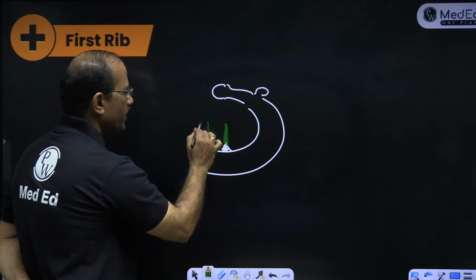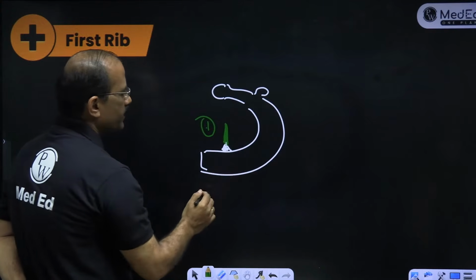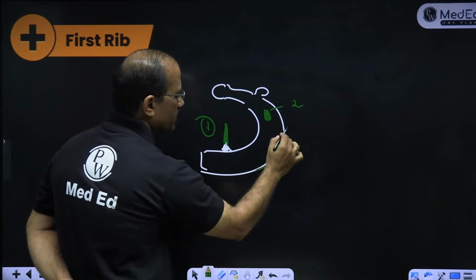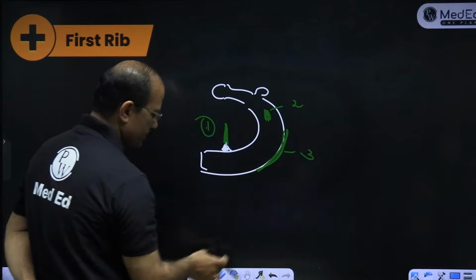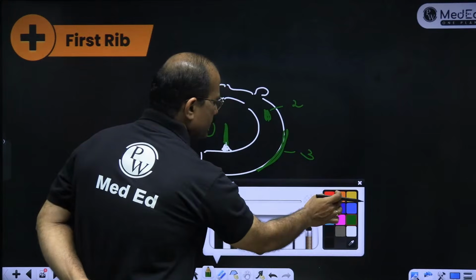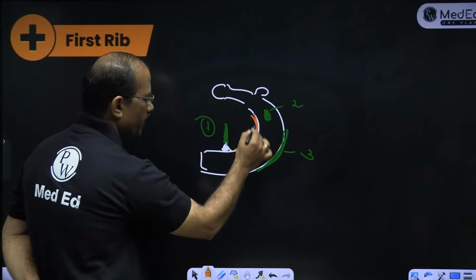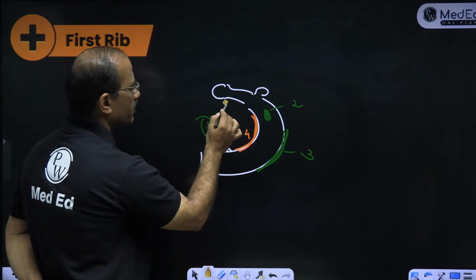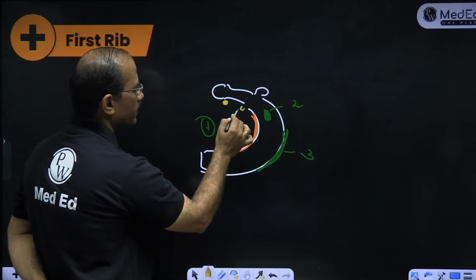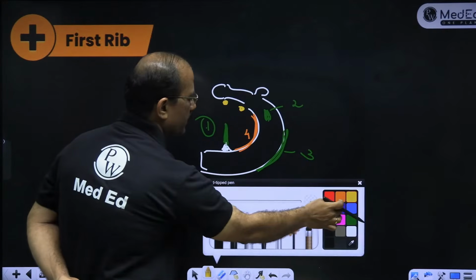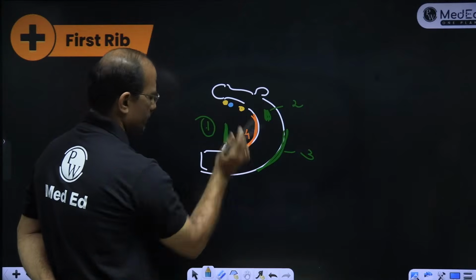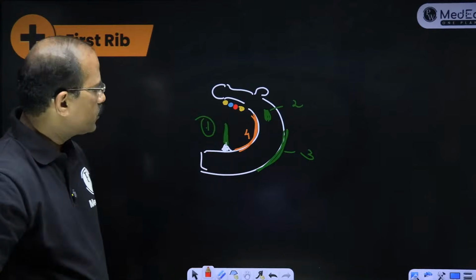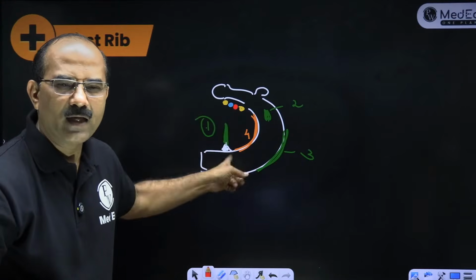This is number 1, a muscle. There's a muscle here, number 2. There's a muscle here, number 3. There's something here, this is number 4. Come on, answer quickly. So this is the scalene tubercle.